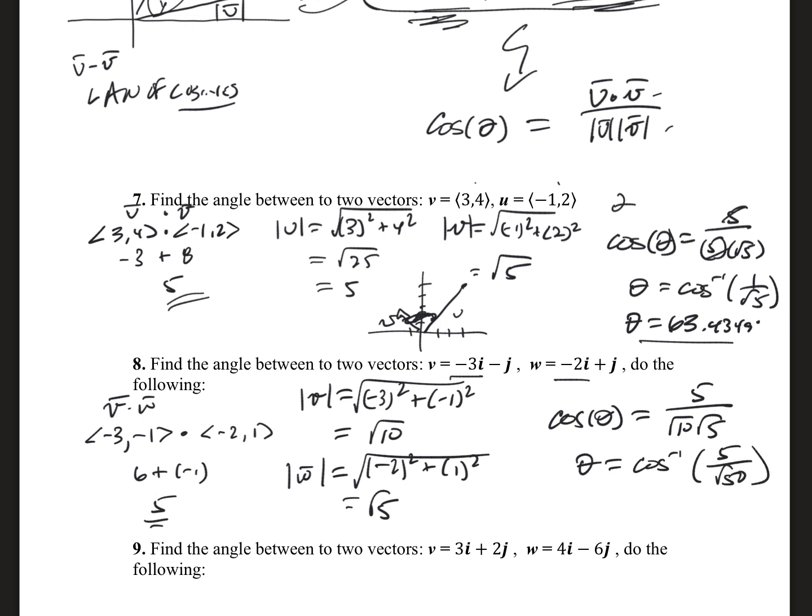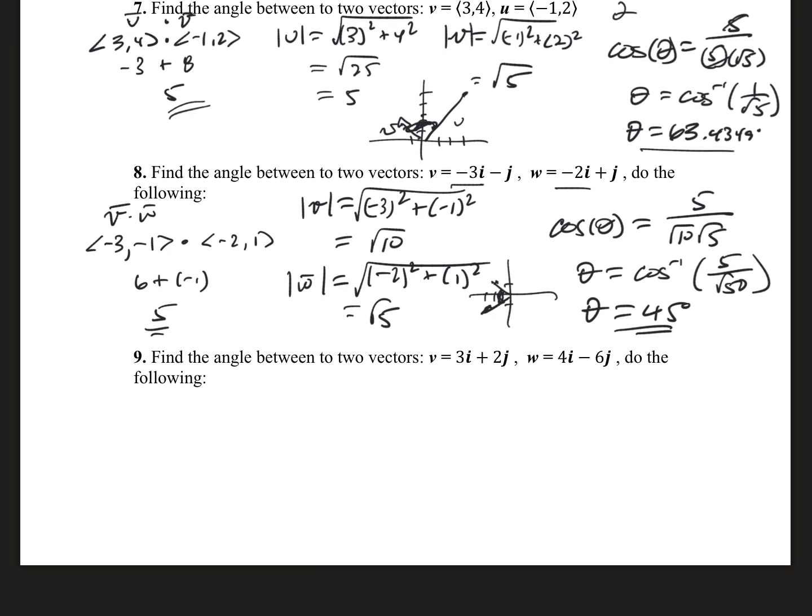We could probably simplify that and all that other good stuff, but I'm just going to go ahead and type it in the way I've got it. And what I end up getting is that theta is equal to 45 degrees. So again, if we were to draw a picture of this real quick, you've got -3 and -1, so there's one vector. And then we've got -2 and 1, there's the other vector. The angle between them is 45 degrees.